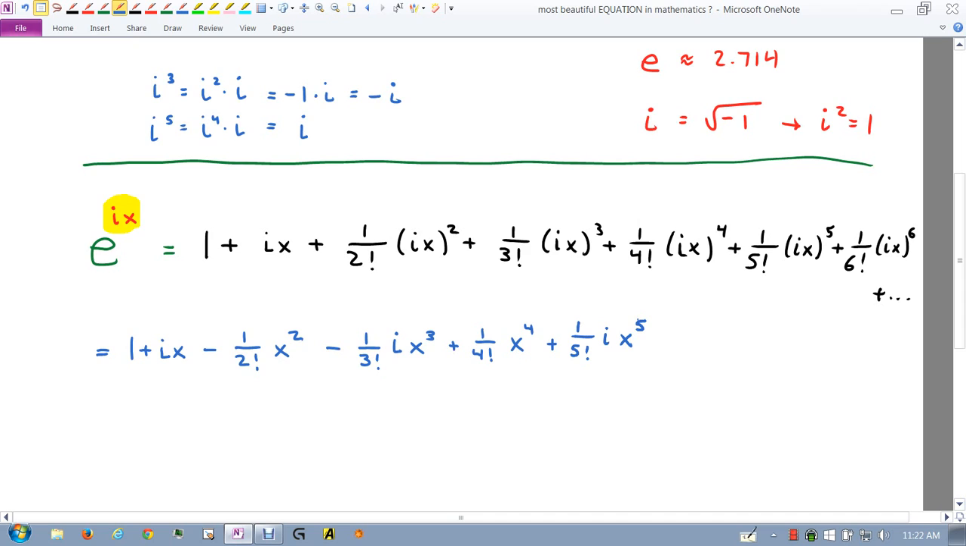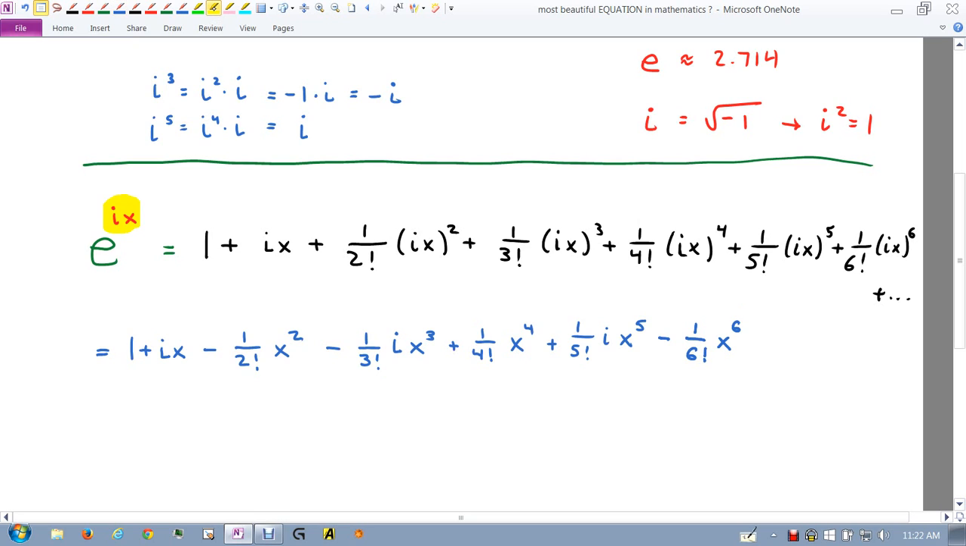What's the next one? What's I to the sixth? That's I squared times I squared times I squared. So it should be negative 1. So I'm going to have minus 1 over 6 factorial x to the sixth. And I could keep going, couldn't I? Yes? Do you want to write the next one? I think this might be enough for you to see what happens here.